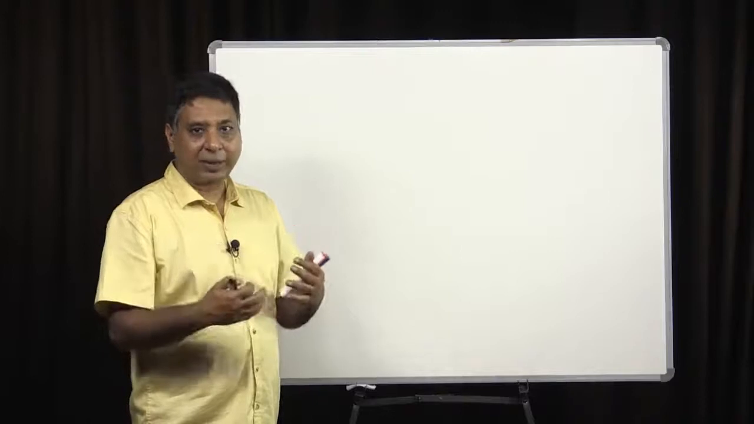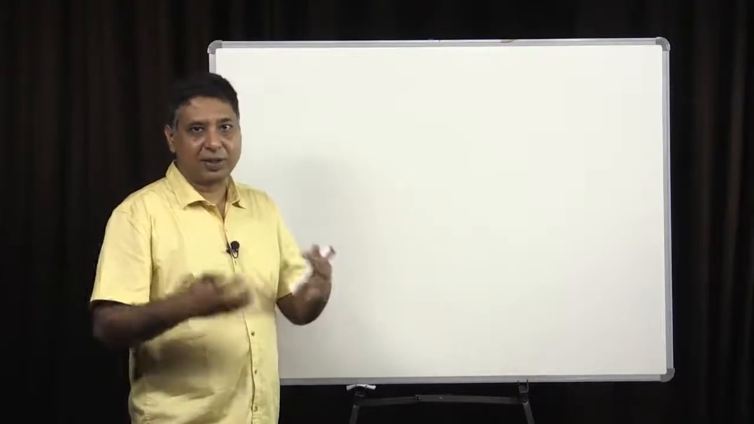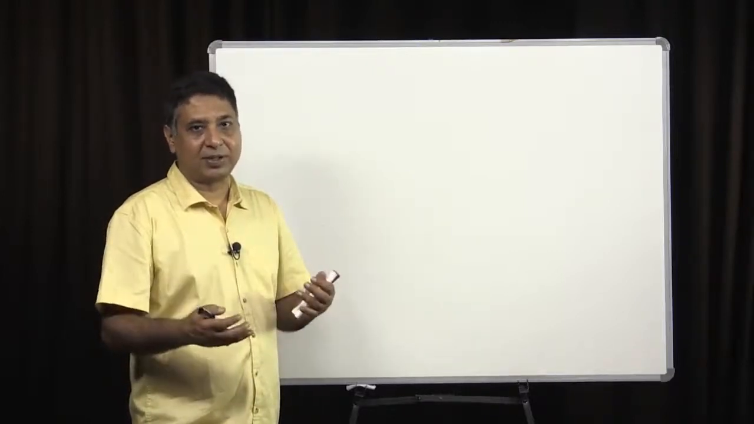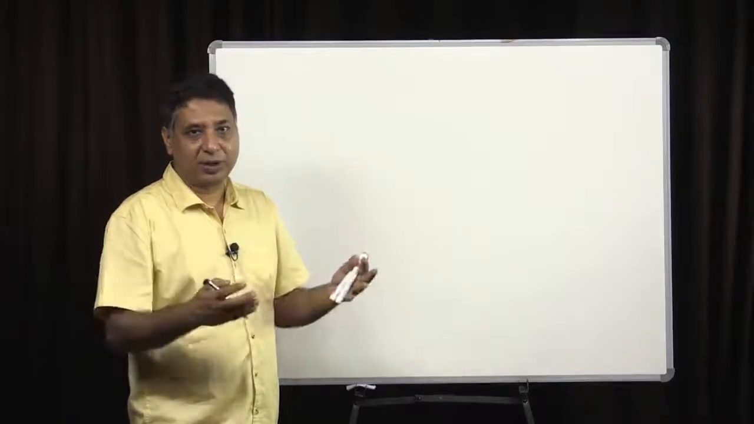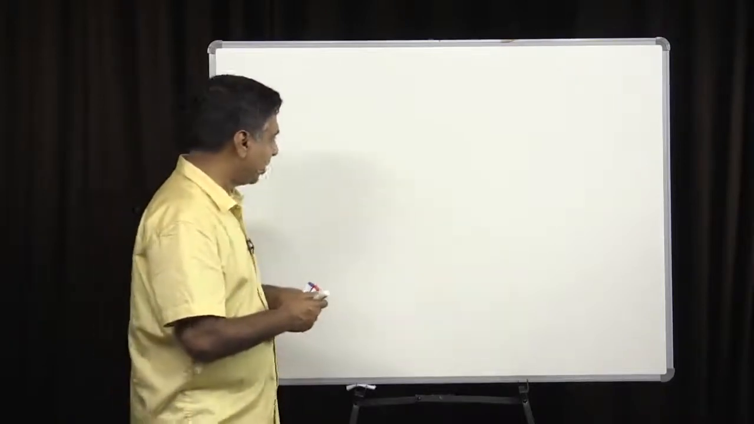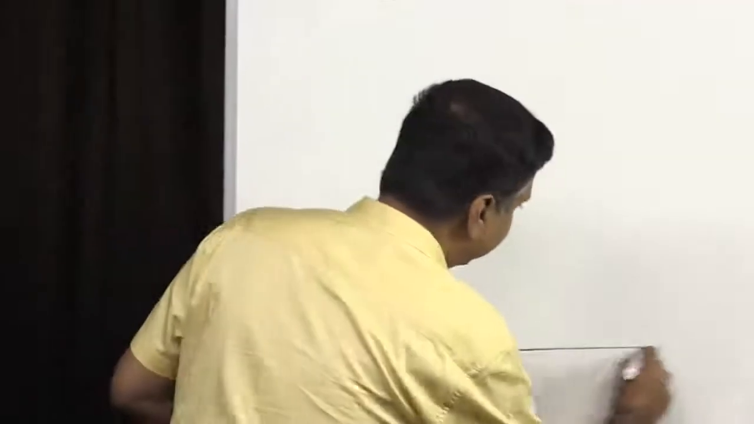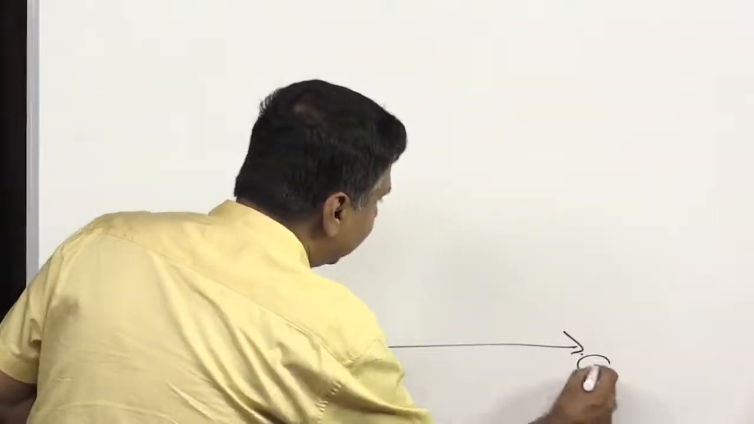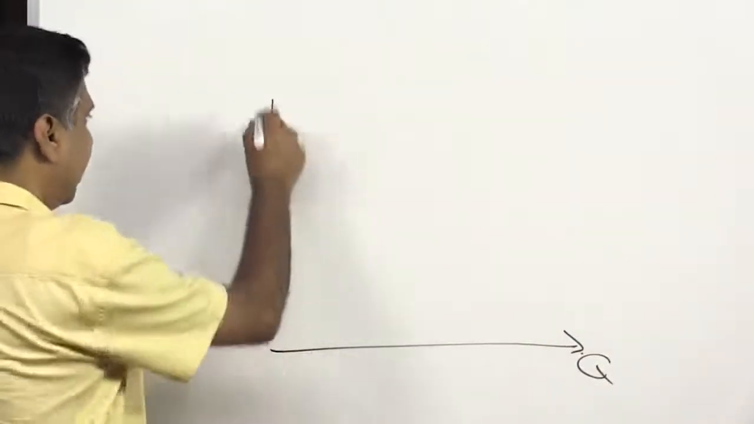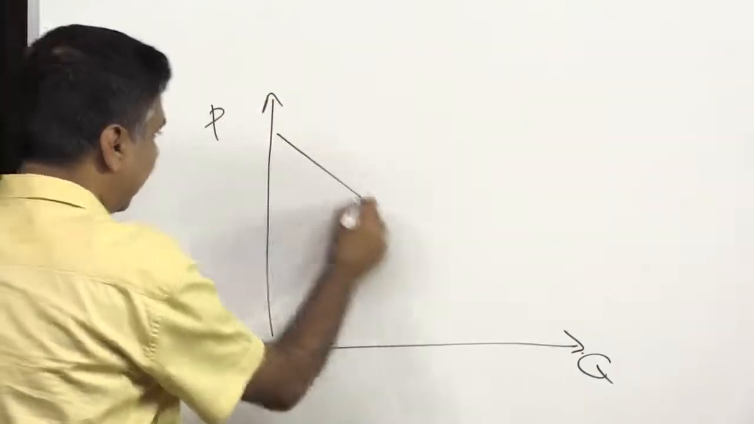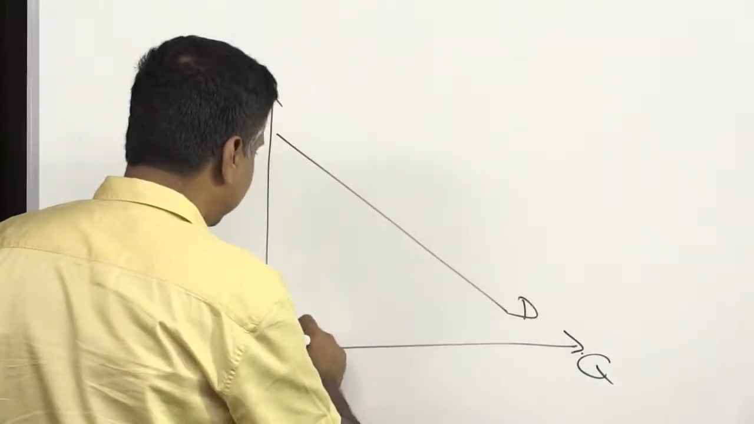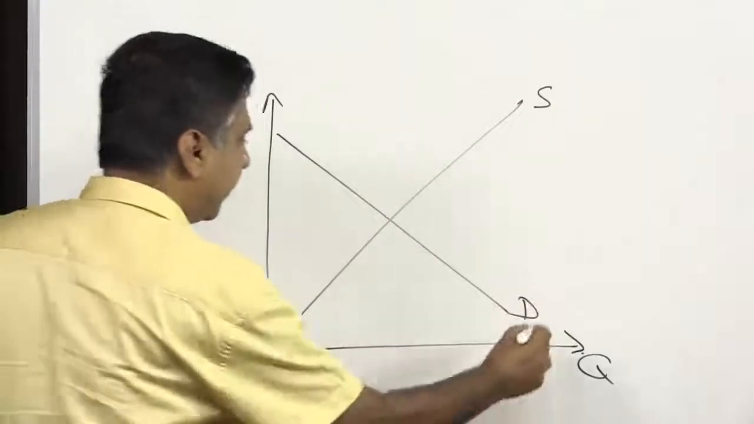We can now go back to our analysis of taxes and think about the welfare effect of taxes. I'll first draw it in a diagram. So, as usual, we have to draw our demand and supply curves. So, quantity, price, here is demand and here is supply.